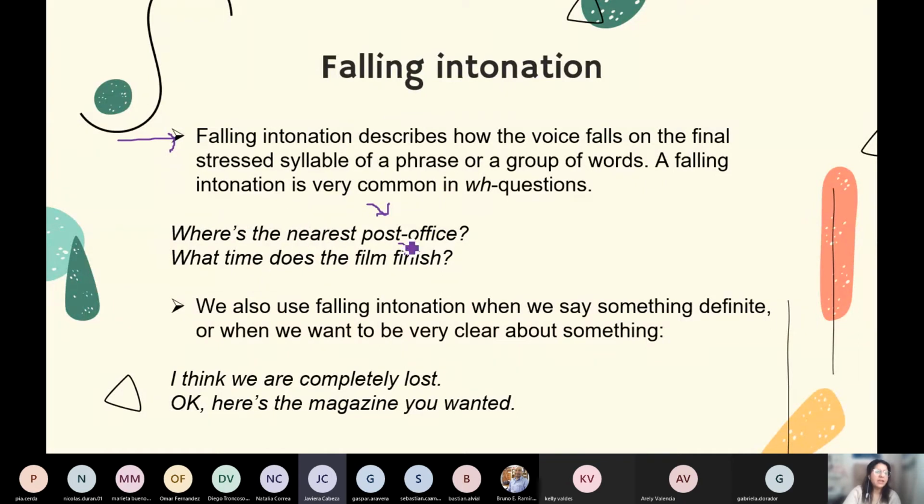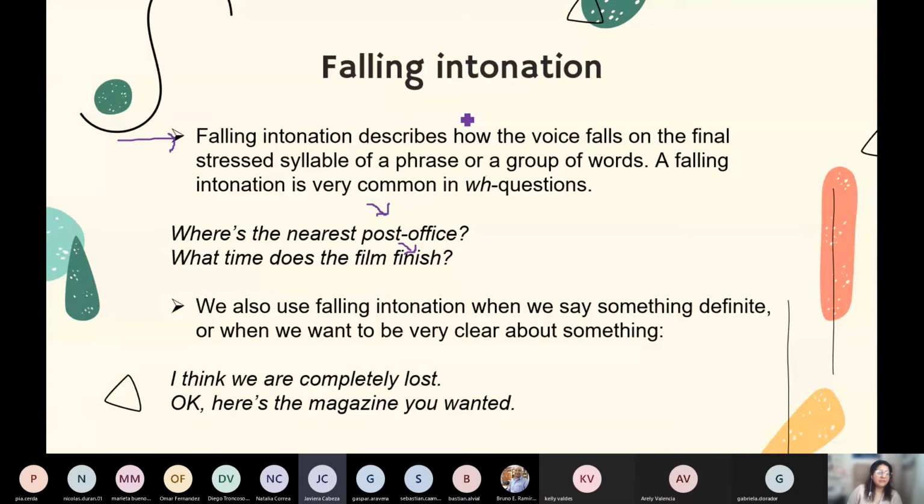And in the second one, what time does the film finish? The final stress syllable, finish, and it's a WH question, therefore it's a falling tone. What time does the film finish? What time does the film finish?